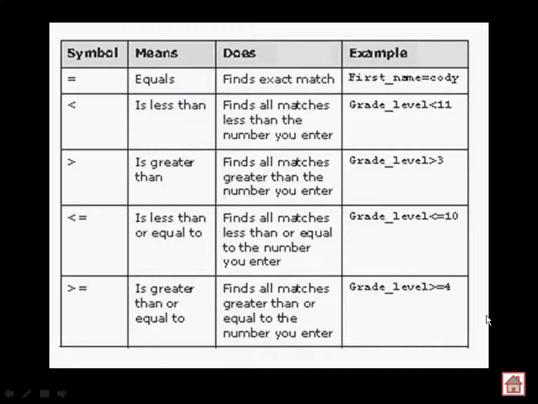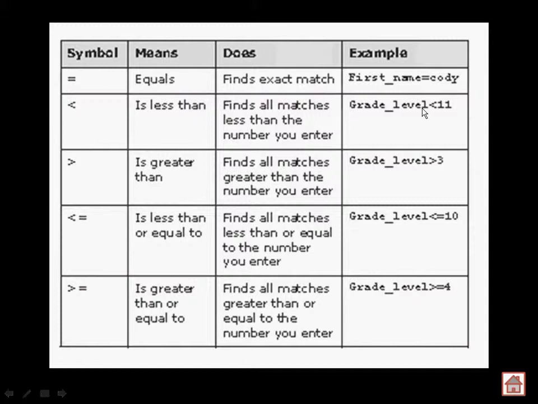So if we go to the next page here, you're going to see what some of these mean. Look at the equal sign, and here's a very good example. If you're looking for the first name, you can say the first name equals Cody. So we can search for first names. We just need to type this field called first name and then the comparator, which is the equals, and then Cody.